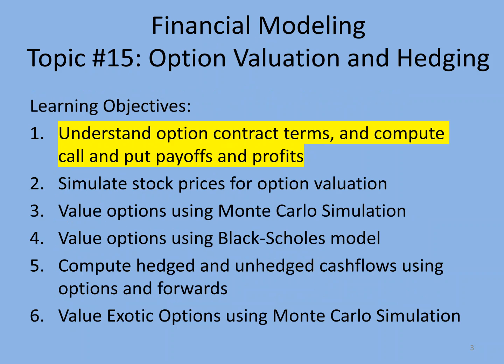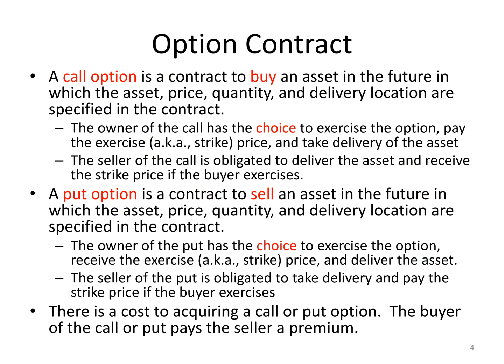Section 1, Understanding Option Contract Terms and Compute Call and Put Payoffs and Profits. So let's talk about an option contract. A call option is simply a contract to buy an asset in the future in which the asset, the price, the quantity, and delivery location are all specified in the contract. The owner of this call has the choice to exercise the option, pay the exercise price, also known as the strike price, and take delivery of the asset. Now, the seller of that call option has the obligation to deliver the asset if the buyer exercises.